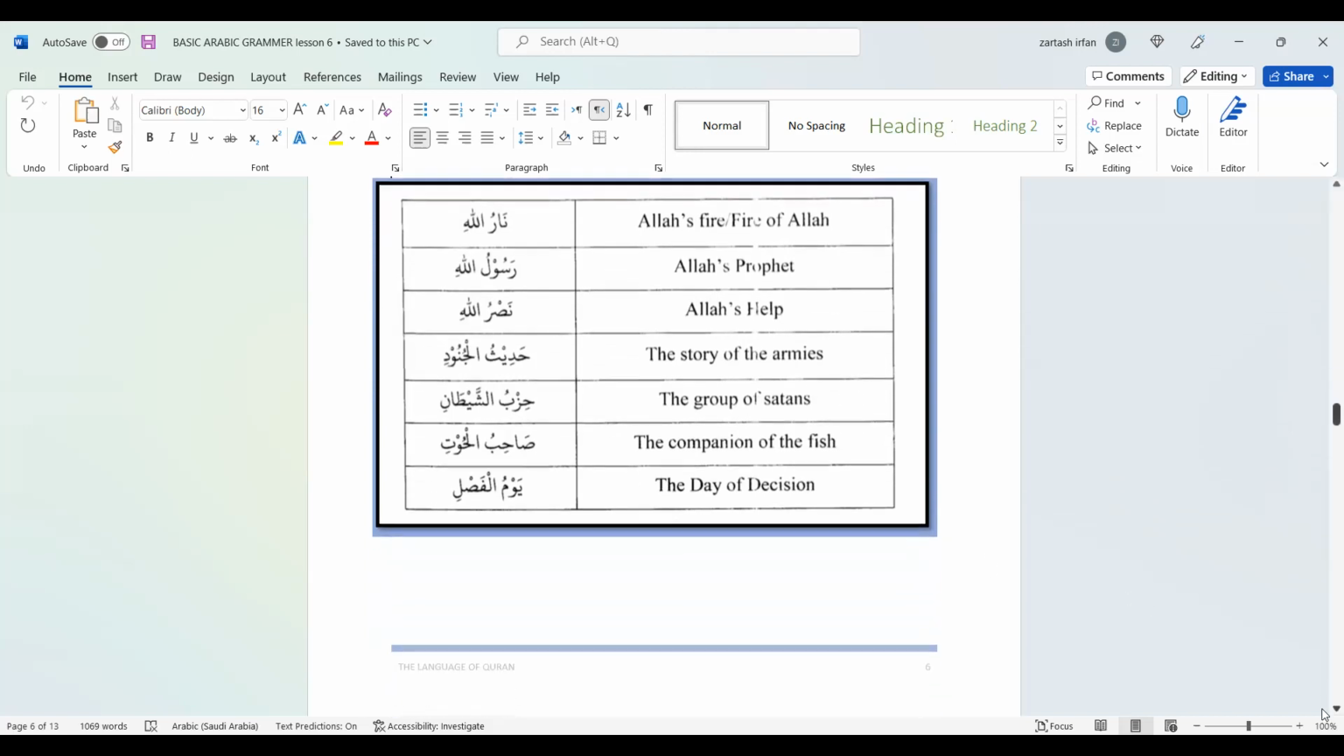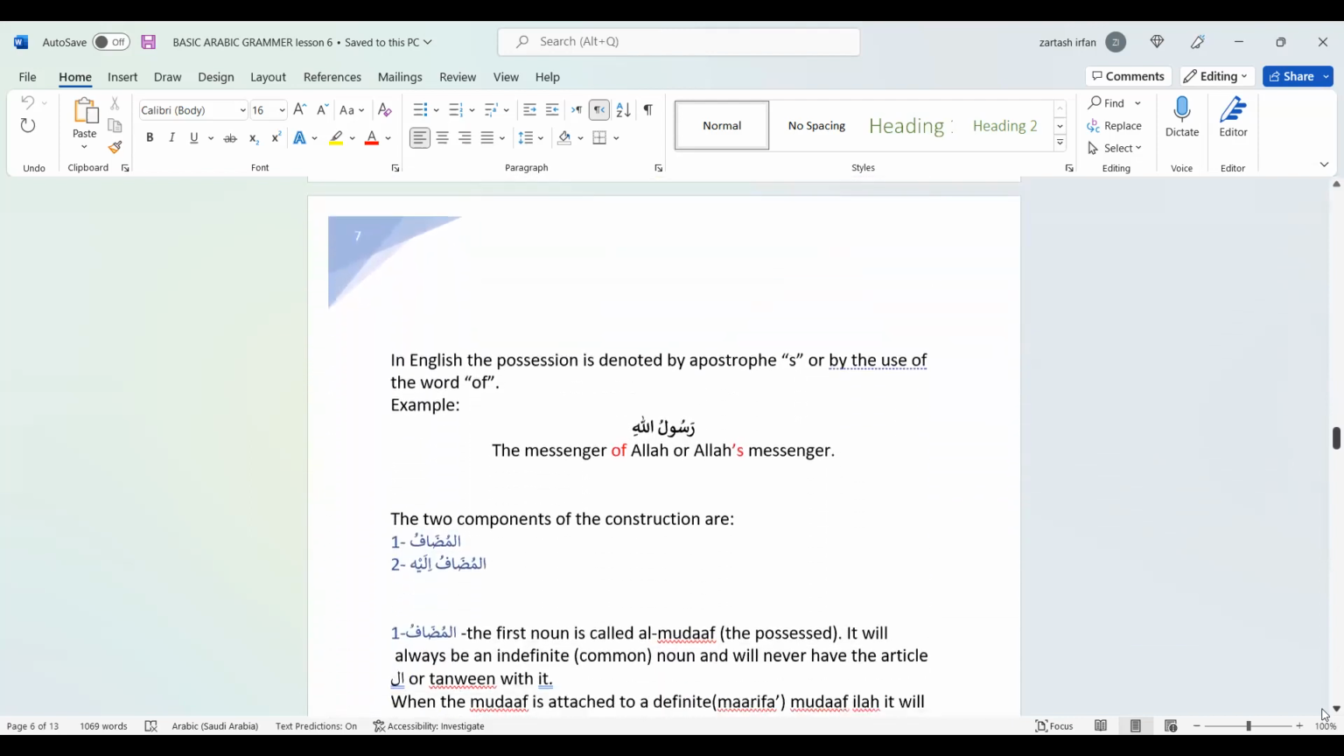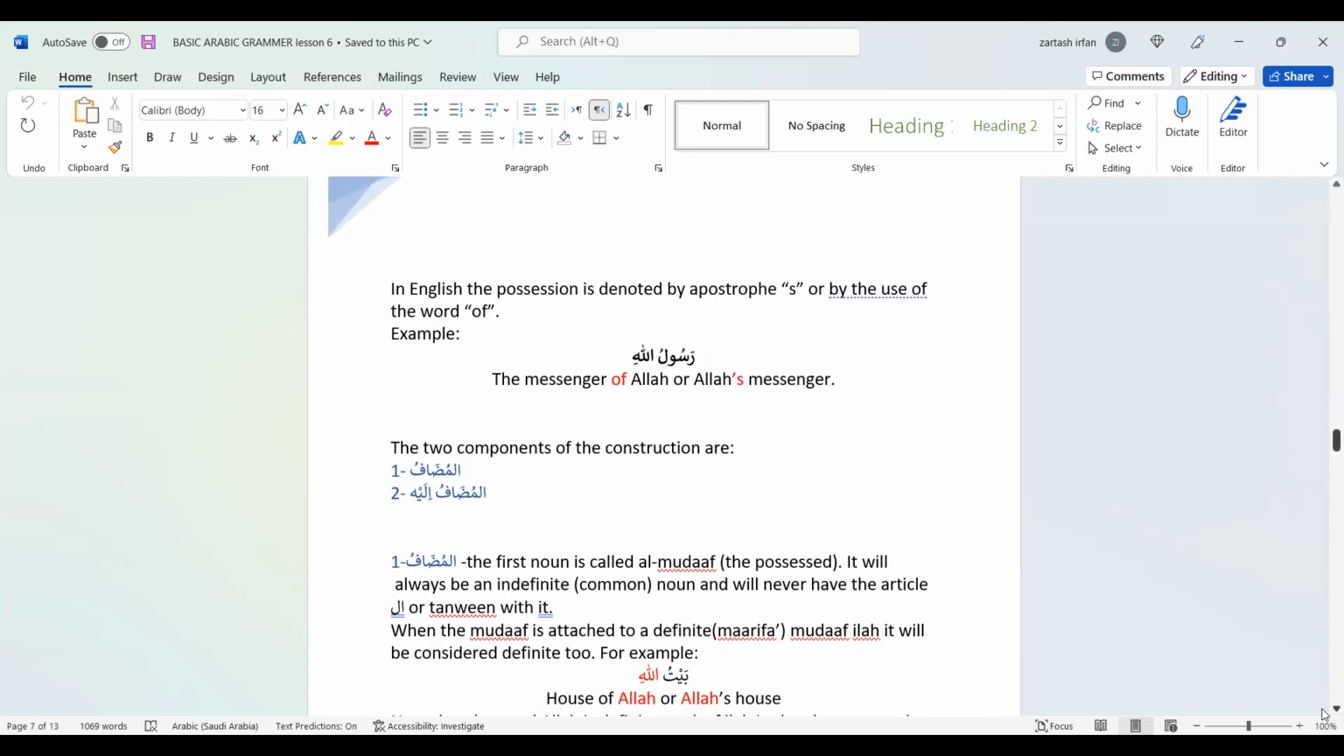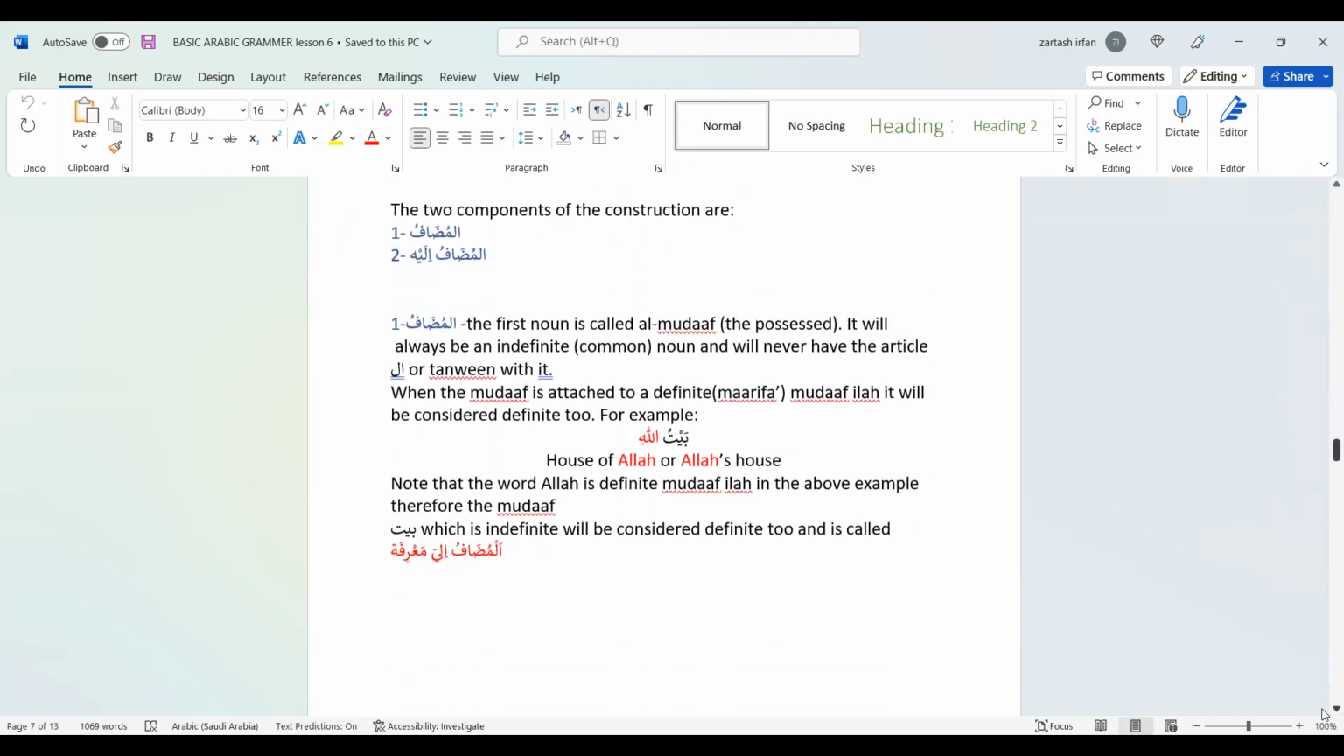As I told you, in English the possession is denoted by the apostrophe or by the use of the word of. And we have already done many examples like Rasulullahi, the messenger of Allah, or Allah's messenger. There are two ways to write the idafa construction in English: either you can use apostrophe s or the word of.